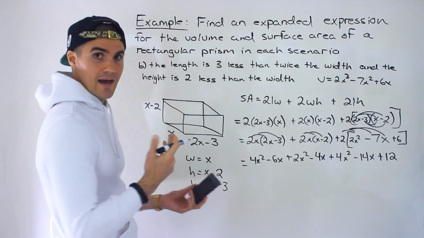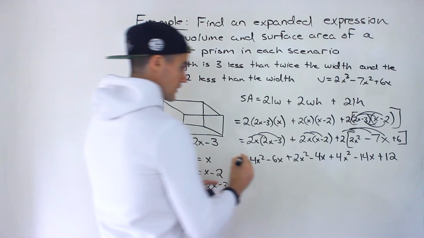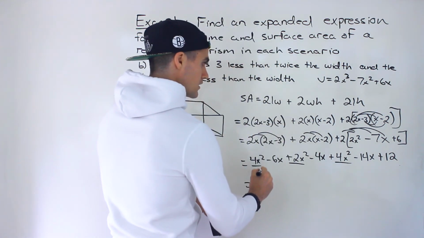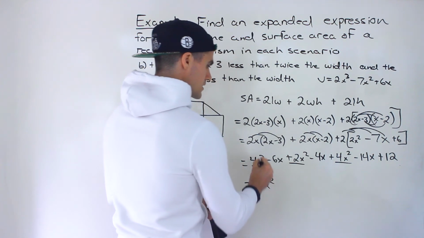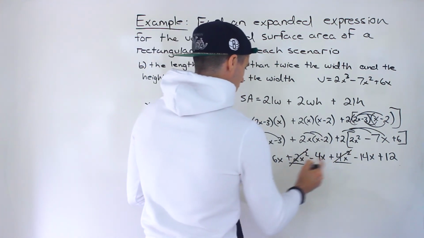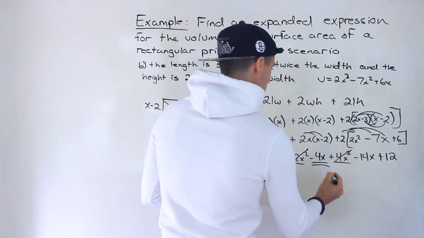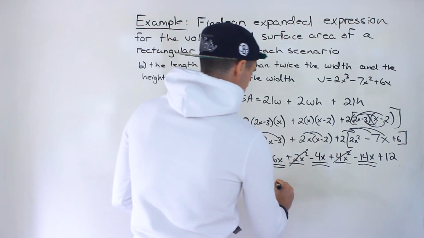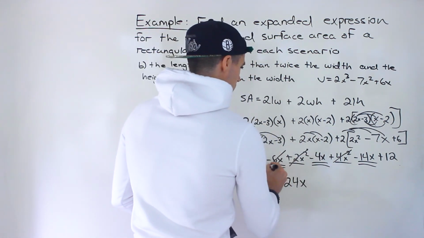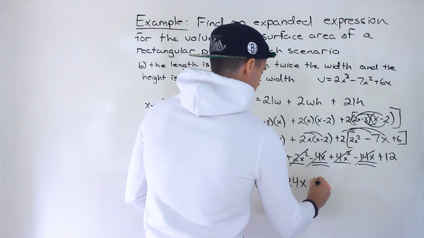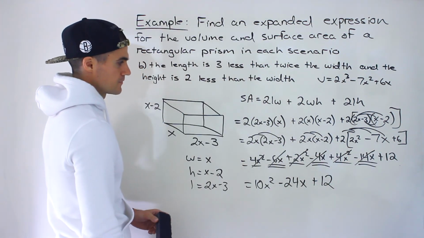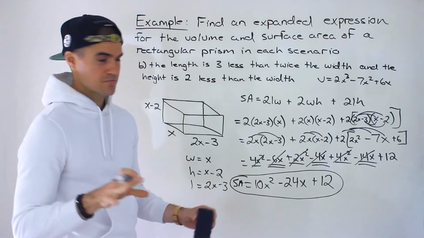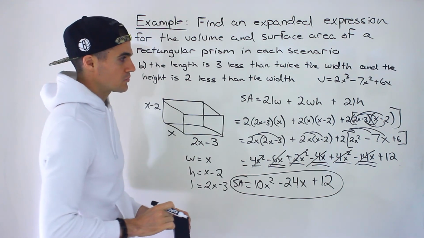Okay, and then from here, we just have to collect all the like terms and simplify. So notice we'll have 4x squared plus 2x squared plus 4x squared. So that would give us what? 10x squared, so those go away. And then we'll have minus 6x minus 4x minus 14x. So this would be minus 10x minus 24x. So those go away. And then we're just left with that constant of 12 at the end. All right, so that right there ends up being the expression for the surface area for the rectangular prism in part B.